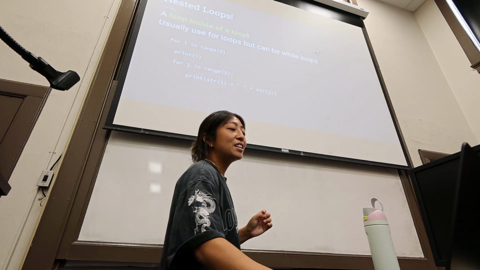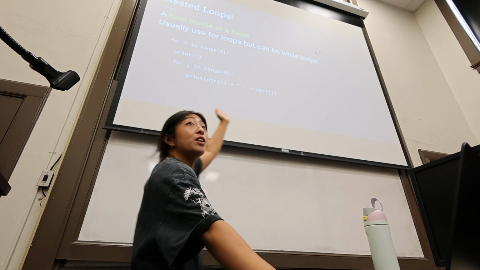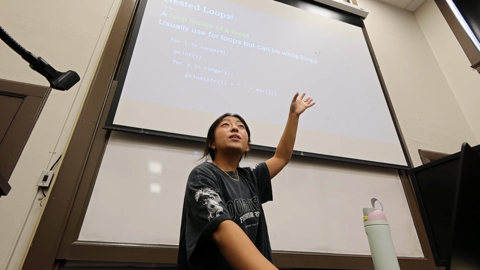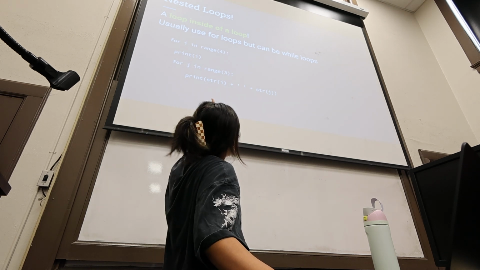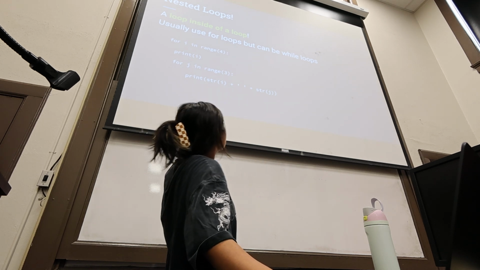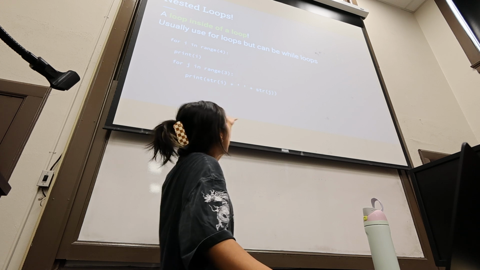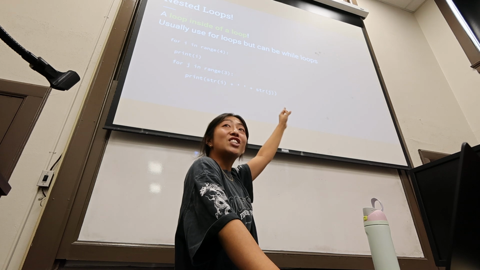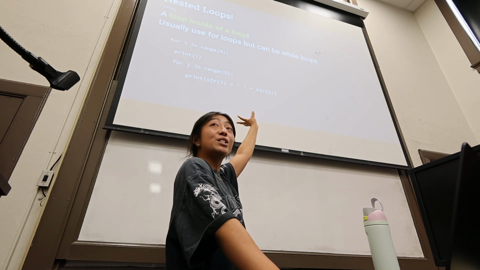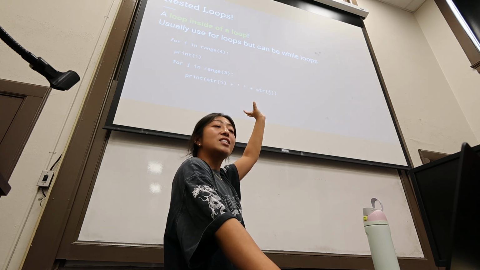Okay, let's talk about it. So first we see the for i in range 4, right? So you know it's going to be 0, 1, 2, 3. So print i, it's going to print 0. Then it goes into this next loop, right? And then it prints i, which is 0, and then j, which is 0, because j is going from 0, 1, 2, right? So then 0, 1, 2.